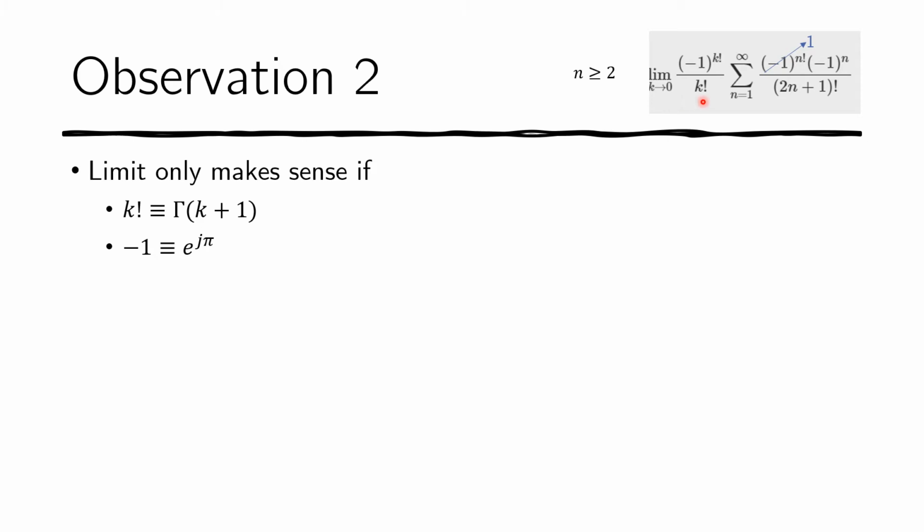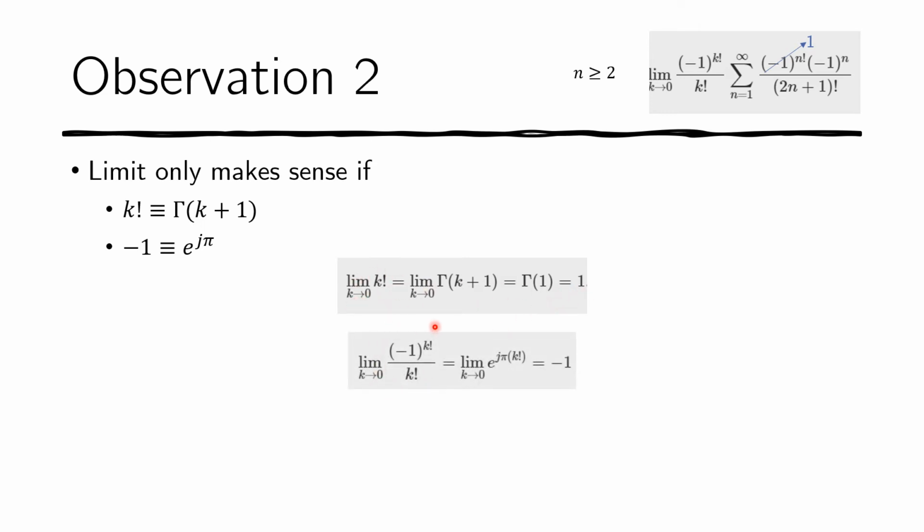If we impose these two conditions, we have a chance of at least evaluating this limit. In fact, if we use the gamma function definition for k factorial, you will see that this limit is actually 1. And likewise, this term here reduces to -1.